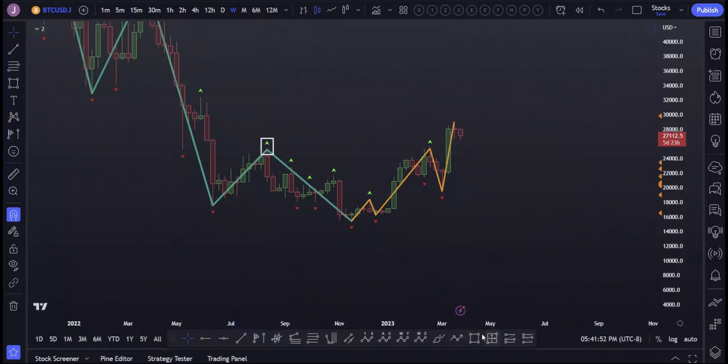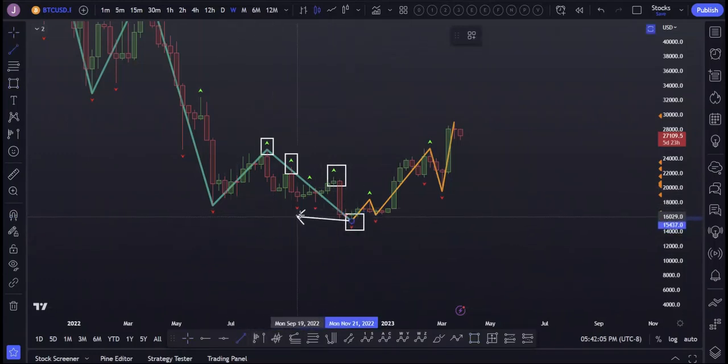That was a lower high. This was a lower high. And this was a lower high. Okay, and then we get our lower low, which was taken out, which took out this one. Okay, this one took out these right here and took out that one.